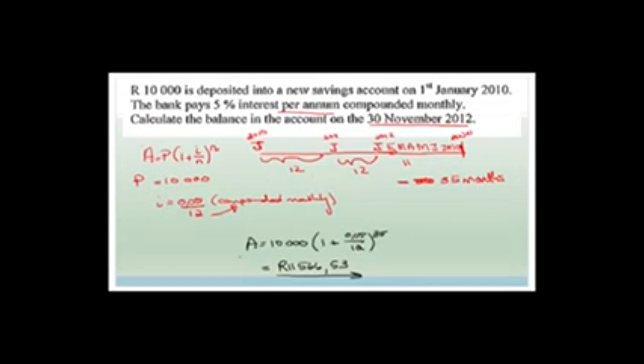11,566.53. So that is the balance at the end of November 2012 after they've received 5% interest per annum compounded monthly. So it's not a huge amount of interest, you have to understand. Okay. Right. Then it says, how many years will it take for an investment earning 5% per annum compound interest to double in value?